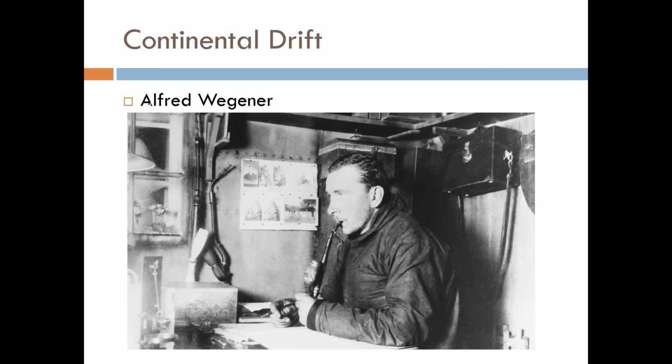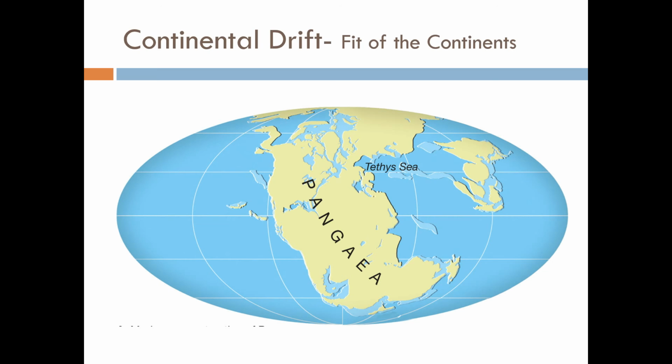In that book, he suggested that the continents have not always been where they currently are, and that they have moved over time. He coined this term continental drift. Now, how did he get to this? He had a number of lines of evidence for the continents having moved. The biggest and most obvious one is the fit of the continents.